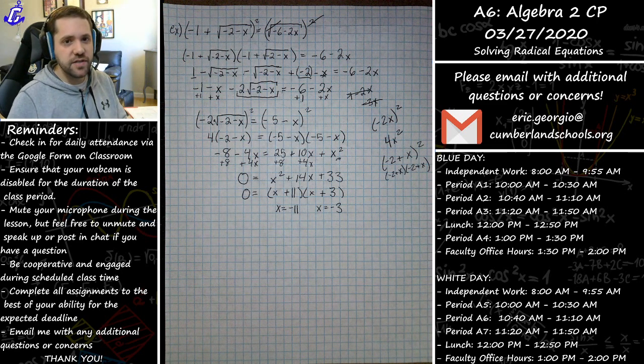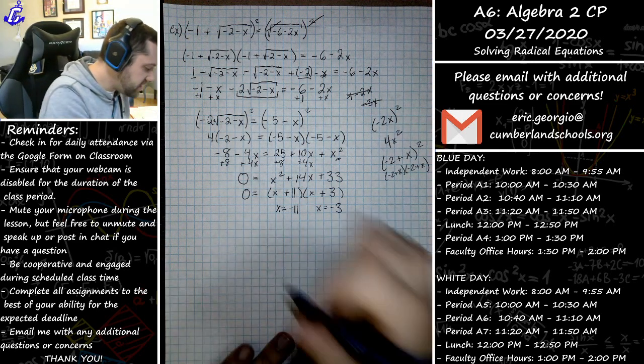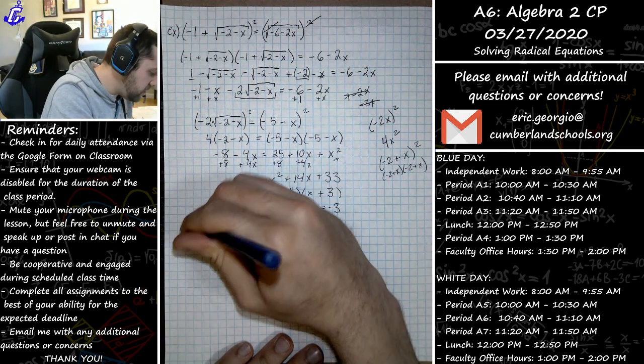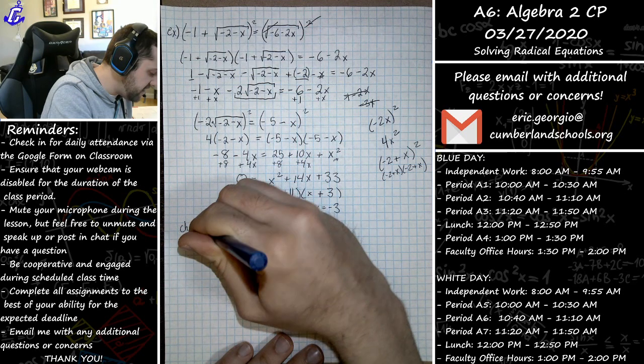Any questions, comments, concerns about that? All right, let's check for our extraneous solutions. Then we'll have just about 5 minutes, maybe a little bit more at the end of class, if you have any questions about those previous 3 questions that were on the assignment scheduled for completion today. So let's check when x is equal to negative 11.